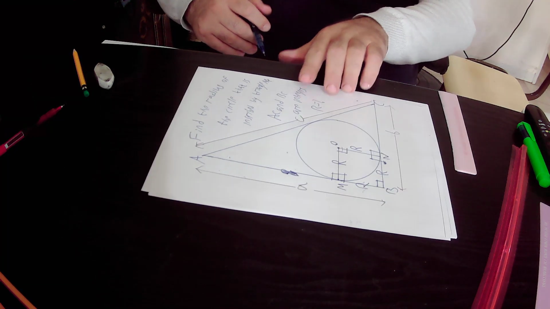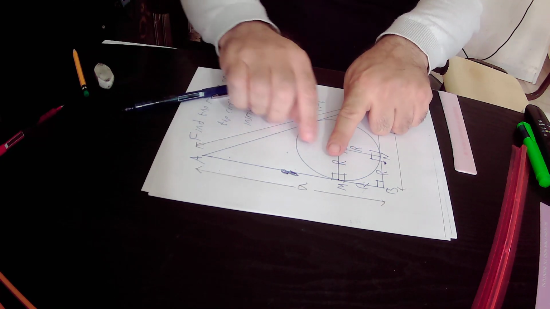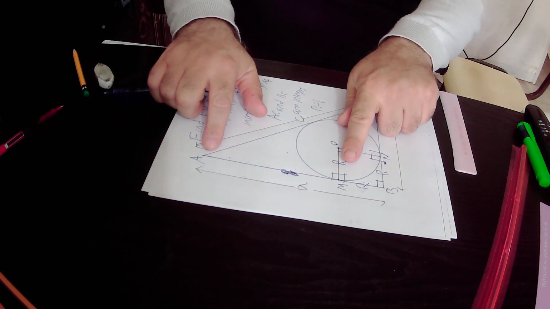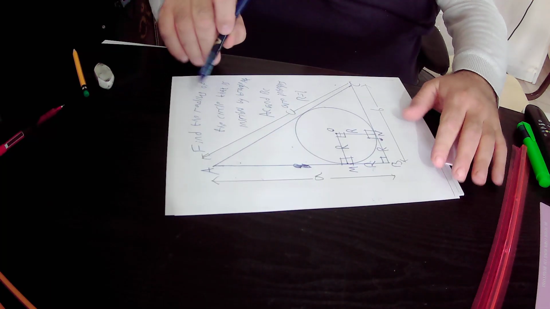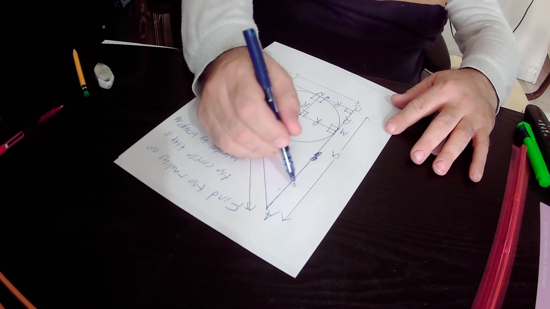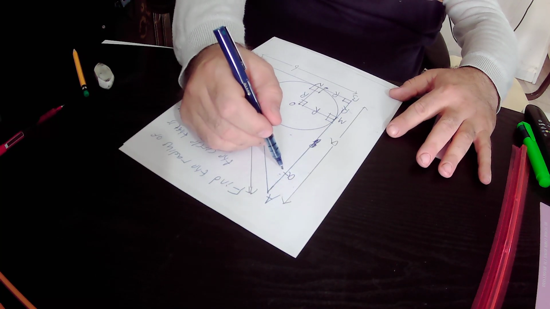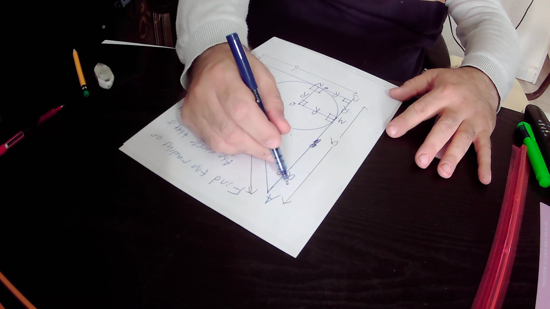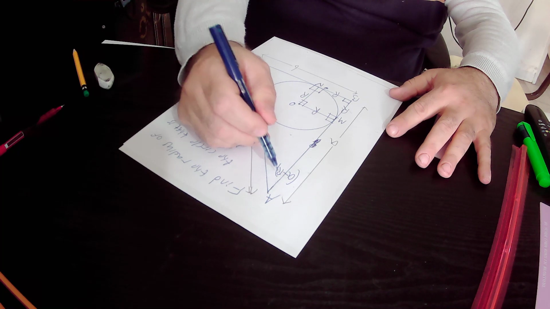In the next step, we find out the length of line segment AM. Here, from the drawing, it is very easy to see that AM equals AB minus MB. So AB is A minus MB is R, capital R. So in conclusion, we found out that the length of line segment AM equals A minus R.